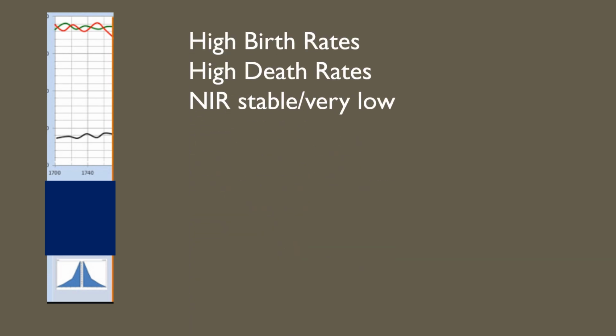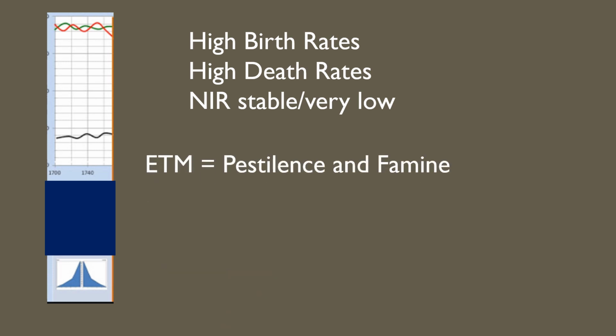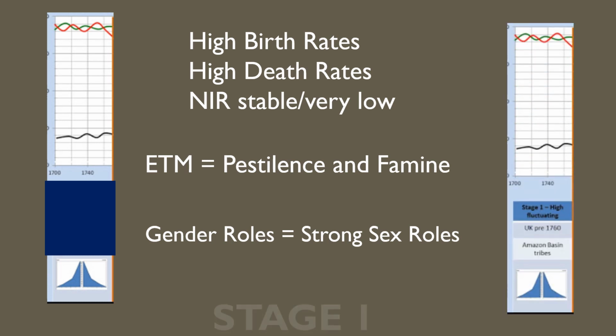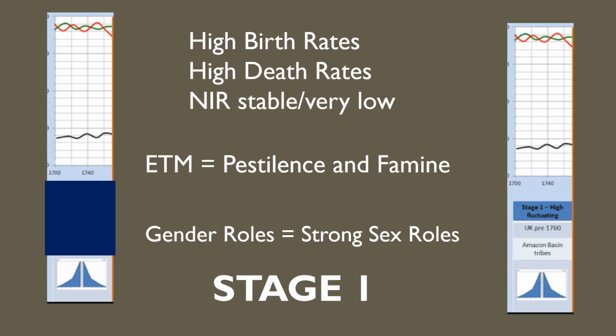All right, next one, this one should be easy. What do we have here? What's going on with those birth rates and death rates? They're both really, really high. You can see them squiggling back and forth at the top. We have actually a very stable natural increase. Where's our epidemiological transition model? We see that with things like famine, pestilence. We also see a very strong difference in our gender roles. And look at that population pyramid down there. Woof. All right, this was stage 1. You all should have gotten that. Remember, we don't have any countries in this stage. However, we do have a few indigenous groups around the world that would be in stage 1.